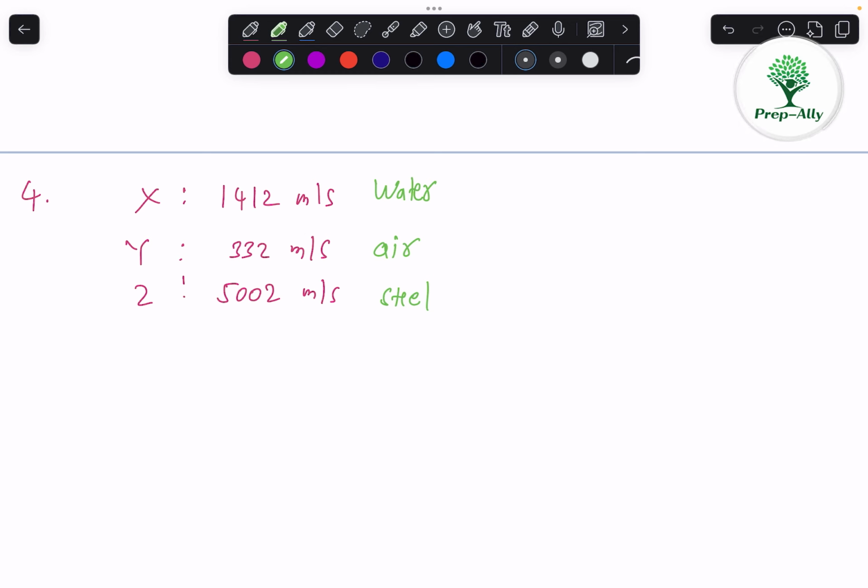It has to be solid because it has a very high speed in that z material. So from the options we can see that C is the correct answer because z is steel there and y is air as expected, and x is water. So C is the correct answer.